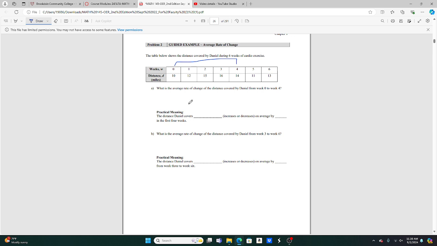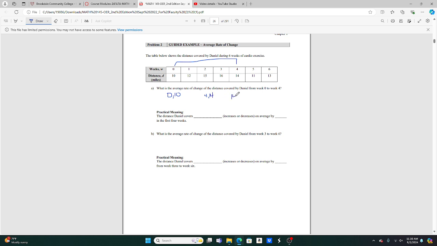So let's take a look here. What is the average from week 0 to week 4? So the total distance traveled here is 14 miles, and the total distance traveled here is 10 miles. So my two ordered pairs are 0, comma 10, and 4, comma 14.